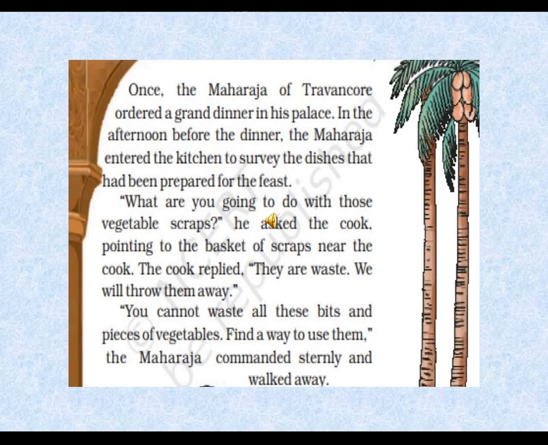Alright, so the Maharaja of Travancore had ordered a grand dinner in his palace. What happens afterwards? In the afternoon, before the dinner, the Maharaja entered the kitchen to survey the dishes that had been prepared for the feast. So he's not just the Maharaja of his palace, but he's also the host to his guests. So he had to make sure that he would be checking if everything was going on perfectly or not.